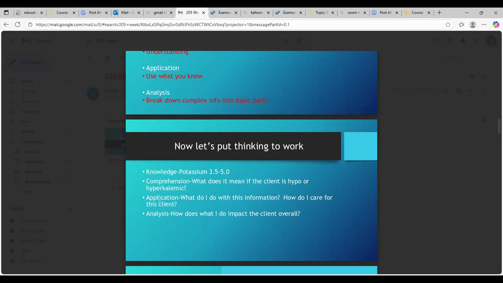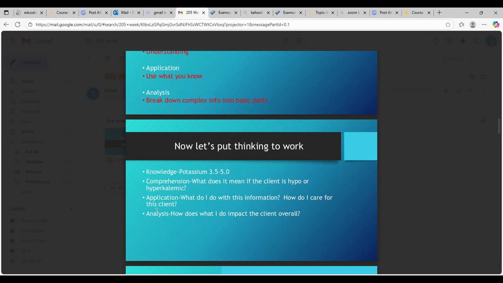Application. What does that mean? What do I do with this information? How do I care for this client? So if we get lab results back, we get chest x-ray results back, think about what this information actually means. If this person has pneumonia, more than likely what we're going to be doing is administering some type of antibiotic, maybe some respiratory therapy, some chest percussions, oxygen therapy, breathing treatments, and so forth. So you start connecting the dots.